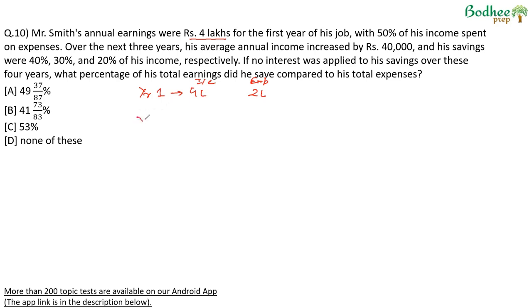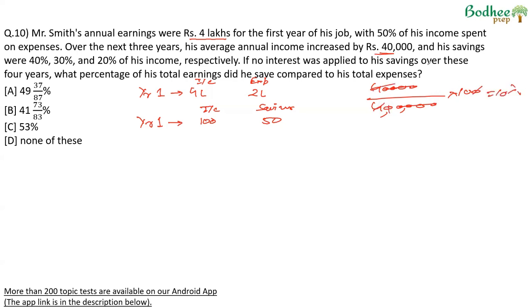Now, what we can do is assume that in year one his income was 100, and according to the question, expenses are half of this, which is 50. Now, an increase of 40,000 on 4 lakh is 10 percent. So if the income was 100, the increase every year is 10. So for year 2, year 3, and year 4, every year on an average the increase will be 10, because the same amount is the average increase.